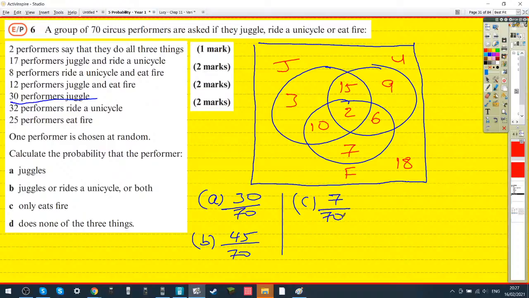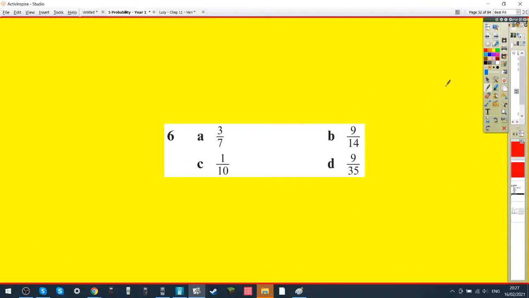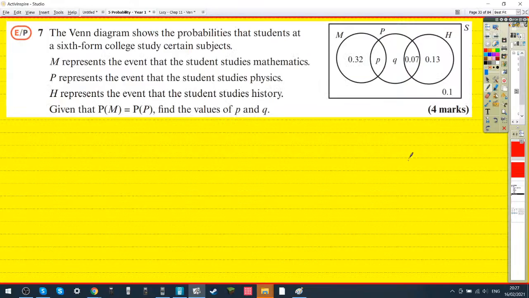Yeah. And then the last one will be 18 out of 70. I believe so. And then they simplify them down. Yeah, 18 out of 70, 9 out of 35. Great. Let's see this one. Looks the same. It isn't the same. Let's try this one.